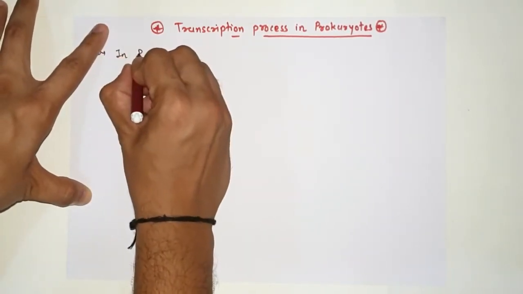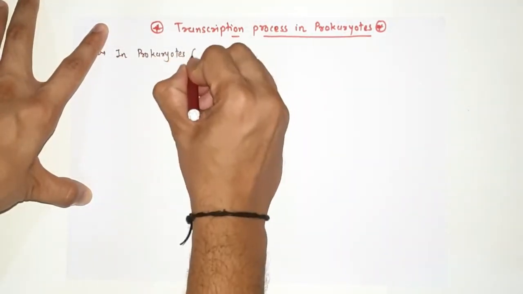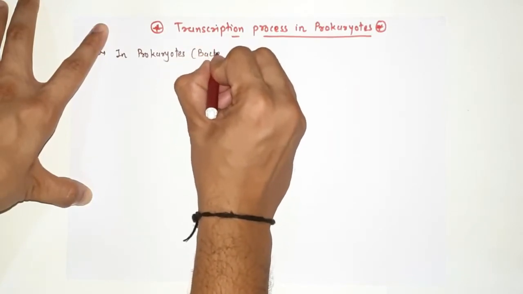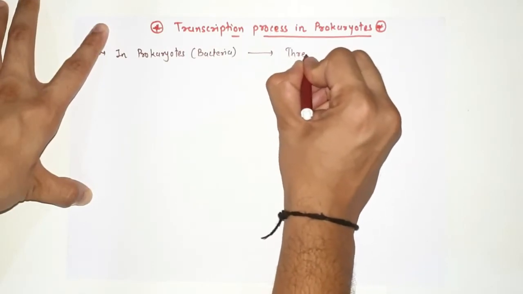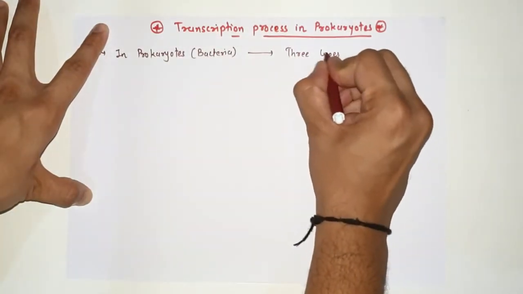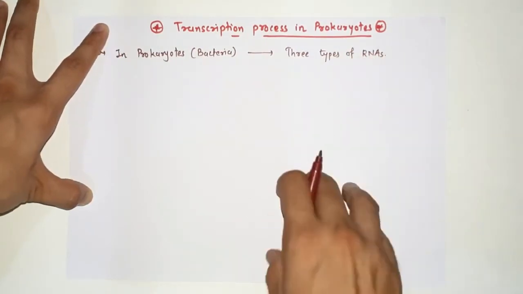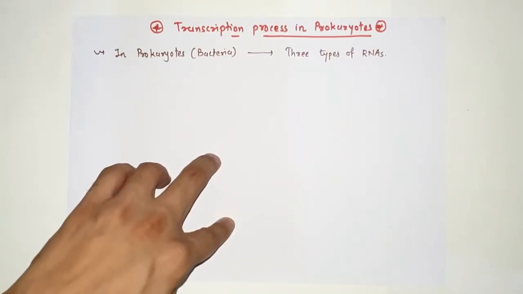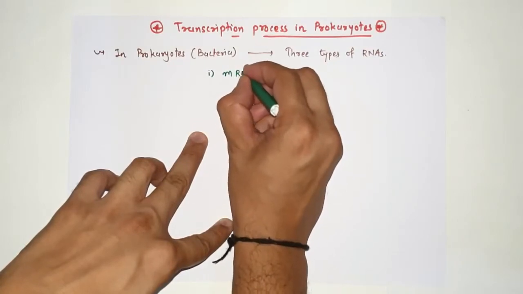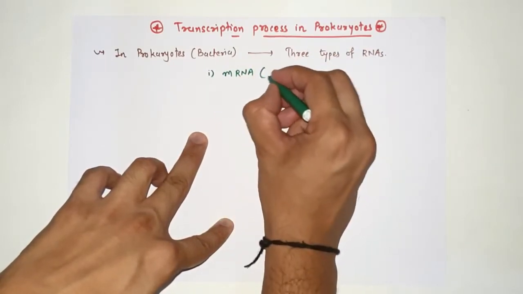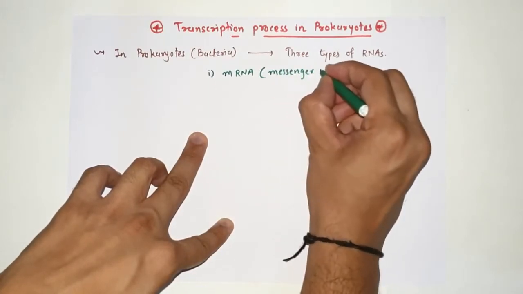In prokaryotes, or we can say in bacteria, there are three types of RNAs. The first type is known as mRNA, that is messenger RNA.